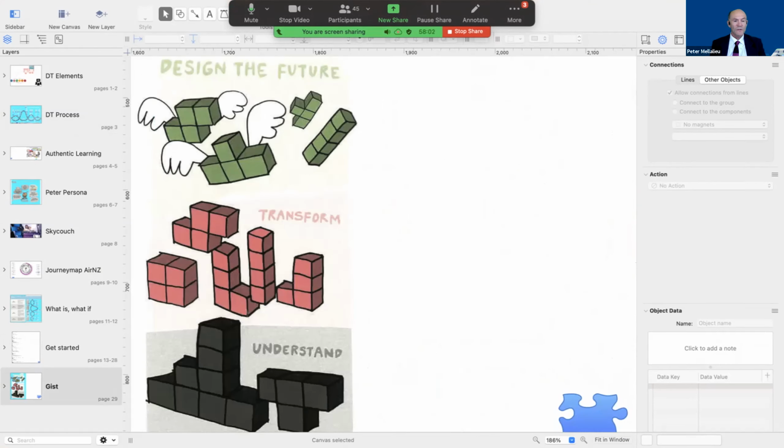The gist of what the course is, we need to understand the current things. We look at transforming them into something different, and we design the future. And as we see, we've got new things flying with wings symbolically.